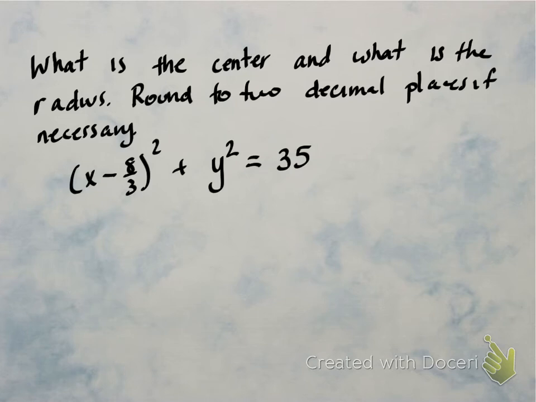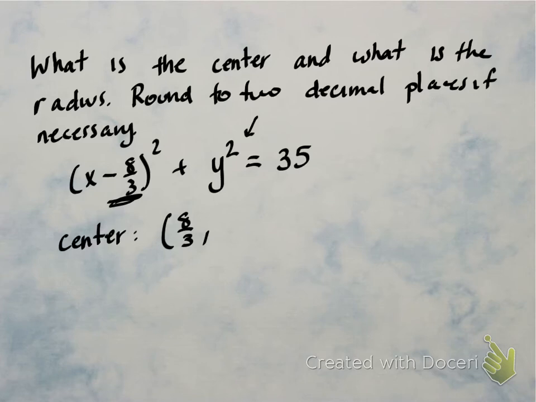Over here we have another one. We have a fraction now. Again, the center is going to be this one here, but it's opposite, so positive 8/3. And then over here, why don't you pause the video and see if you could figure out what if there's nothing there? There's no parentheses. What would the y coordinate of the center be? Try to figure that out. Pause the video.